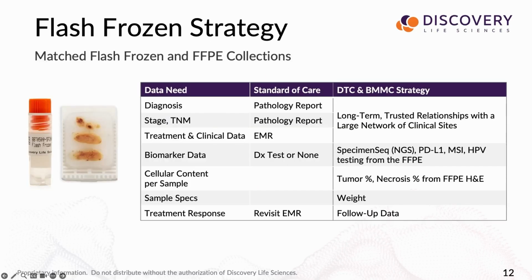The last tissue sample type we're going to talk about is flash frozen. And here the crux of the strategy is collecting flash frozen paired to FFPE so that we can put the frozen in the freezer, leave it there, and then get all of our cellular content data from our analysis of the QC of the FFPE block.